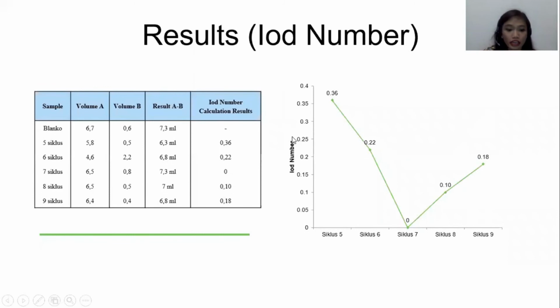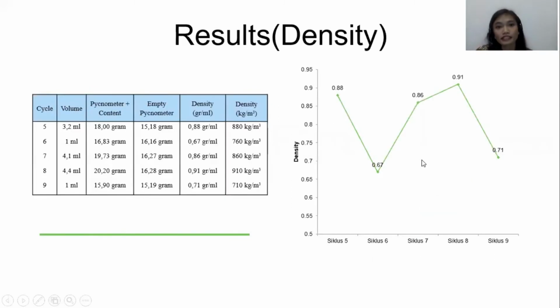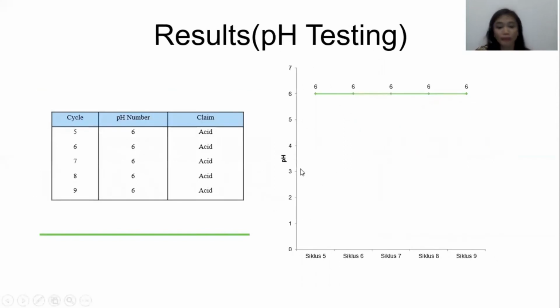The iodine number is like this figure, like this graphic. The next result is density. Testing the density uses a pycnometer filled with the sample after the distillation process. The next result is pH.